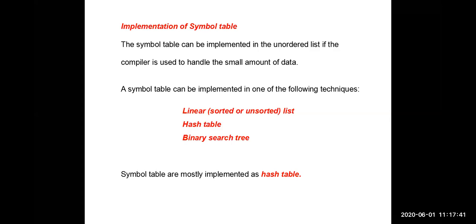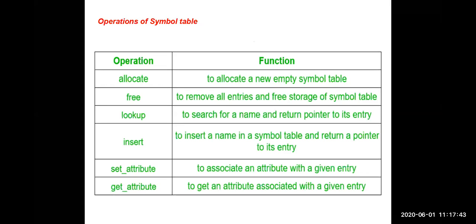Next, we have to know about the methods or operations of the symbol table. What are the functions or operations of the symbol table? These are some important operations on the symbol table. Allocate operation, or allocate function or allocate method. The allocate operation is used to create a new empty symbol table. To create the first empty symbol table, it will use the allocate method.